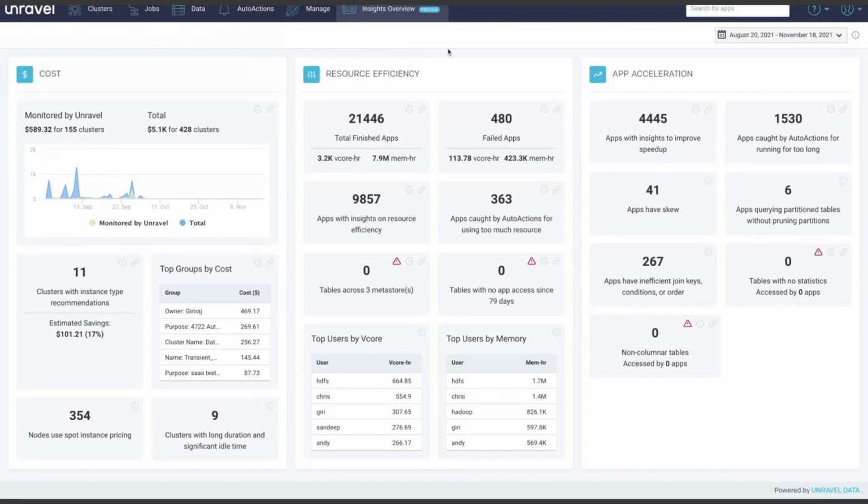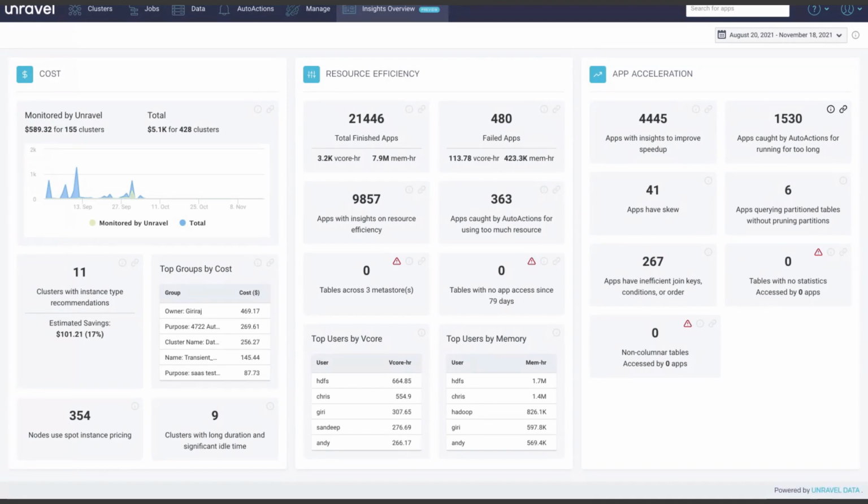And then also resource efficiency. So, how many failed apps do you have? How many total apps have run in that period? And out of those specific applications, which ones are the most compute intensive or the most memory intensive? Because again, this could translate into ways that you can get a better understanding of how applications are running in your cluster.